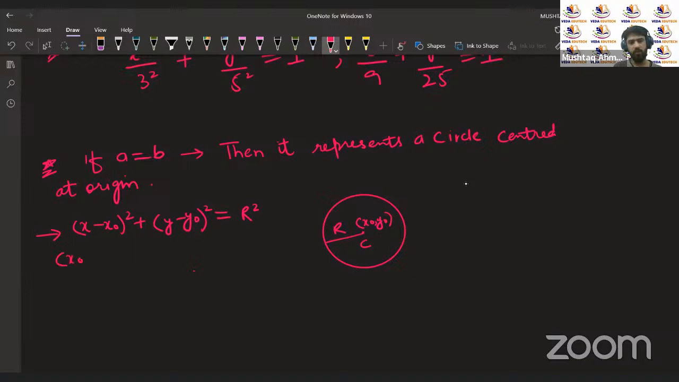Suppose this x naught comma y naught is 0 comma 0, meaning the center is at origin. The equation of the circle will be x square plus y square equal to r square. So this represents the equation of a circle centered at origin. Some of these standard equations we must be familiar with and remember: the standard equations of different trajectories. The trajectory here is a circle, and the trajectory we studied before is an ellipse.